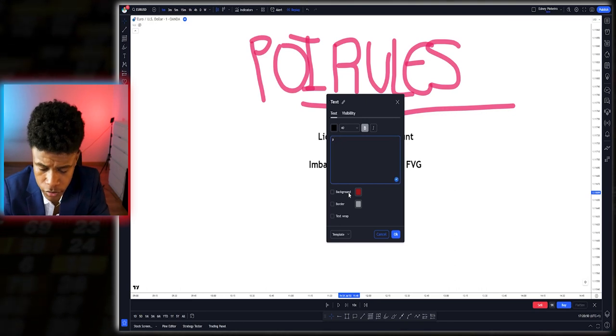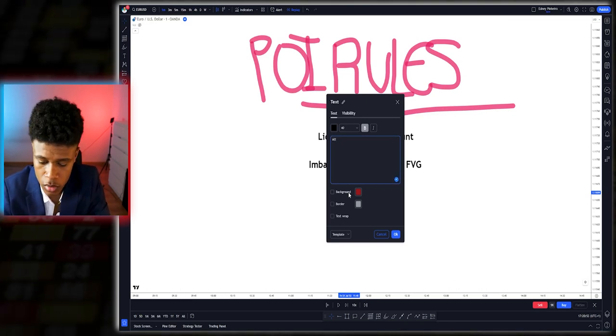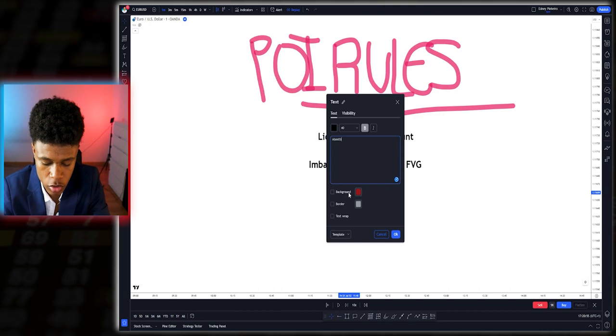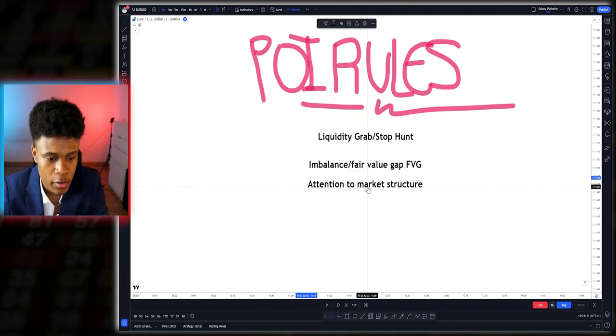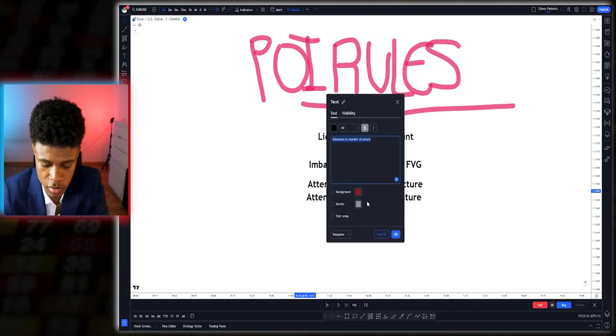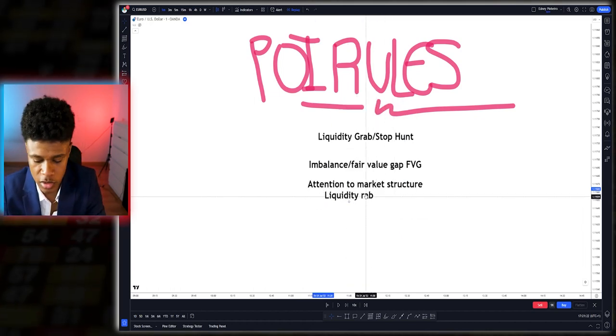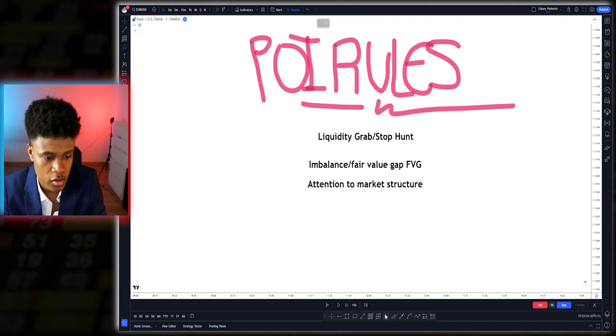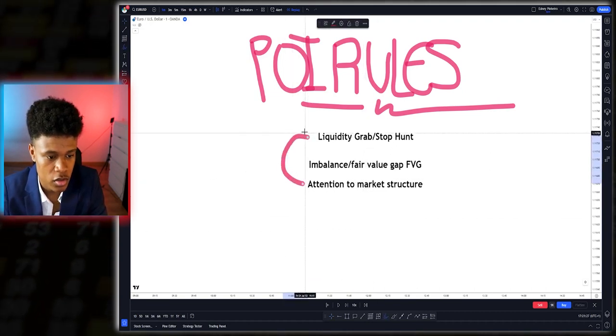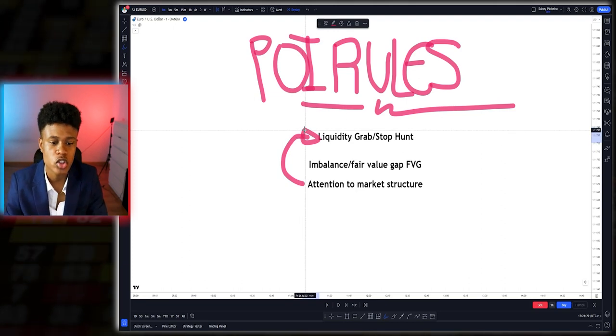Sorry, let me put the caption here. Attention to market structure. More important than market structure is a liquidity grab. So you need to pay more attention to the liquidity grab or stop hunt than market structure. If you didn't have any liquidity grab or stop hunt, pay attention to market structure. If you had any, pay attention to the liquidity grab or stop hunt.